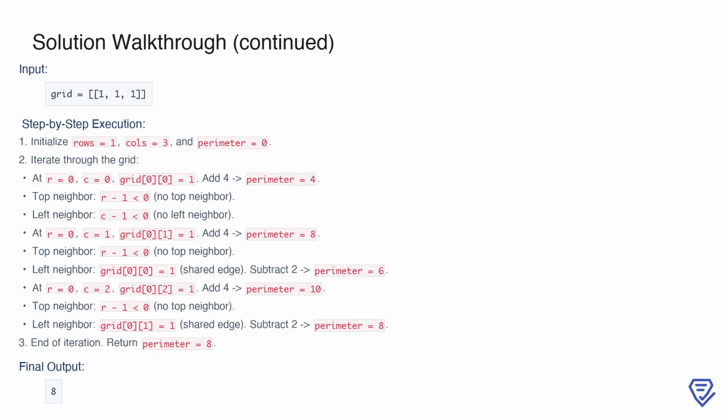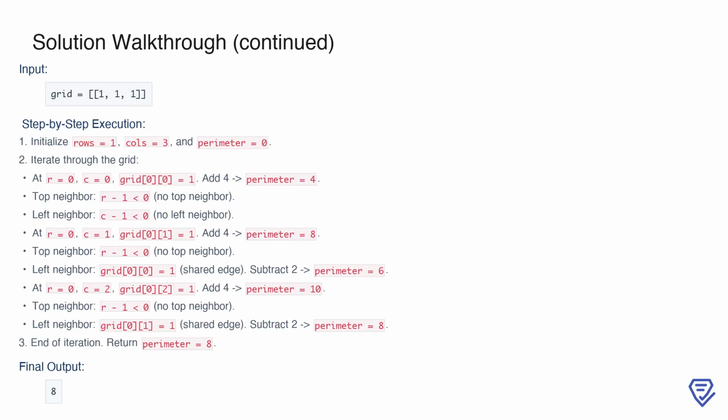Now, we have a row of 3 land cells. The input grid is a 1 by 3 matrix, and we again initialize rows and columns as 1 and 3, respectively, with the perimeter starting at 0. As we iterate, at row 0, column 0, we encounter a land cell and add 4 to the perimeter, making it 4. There's no top neighbor since row -1 is less than 0, and no left neighbor since column -1 is less than 0.